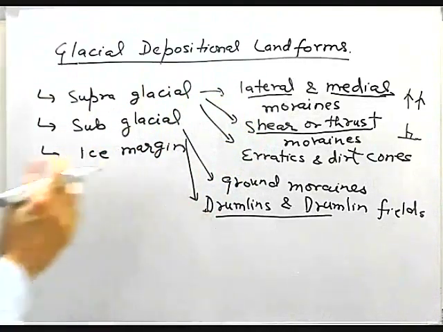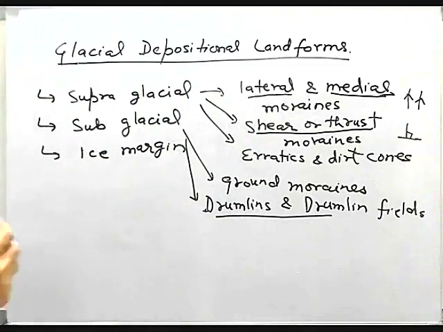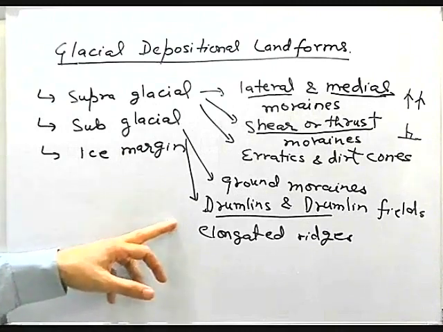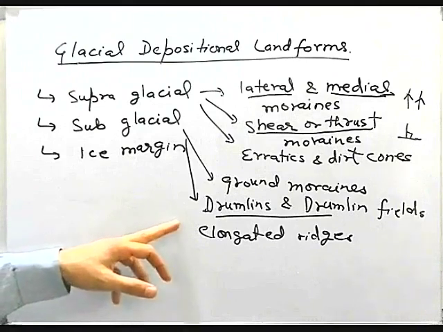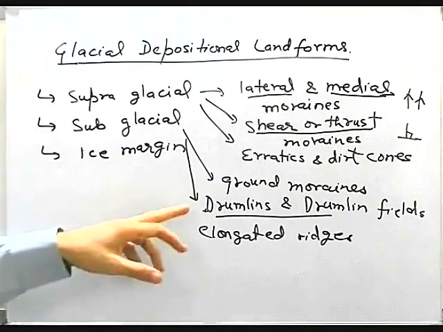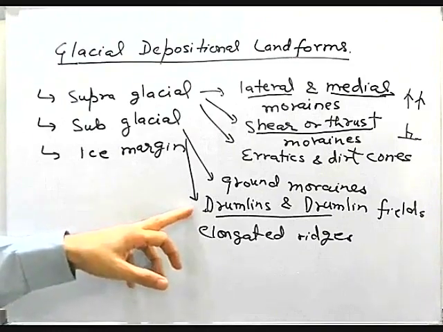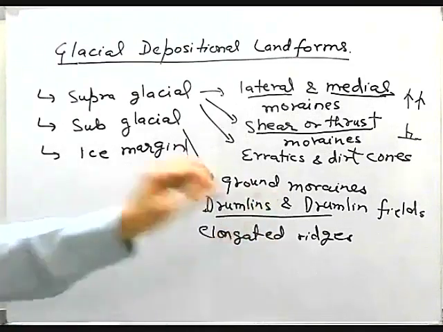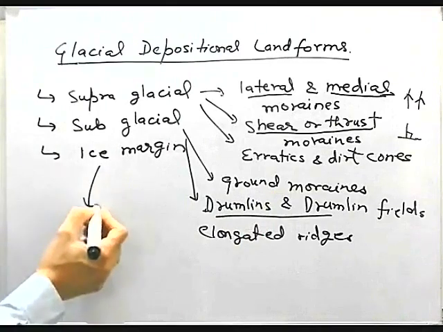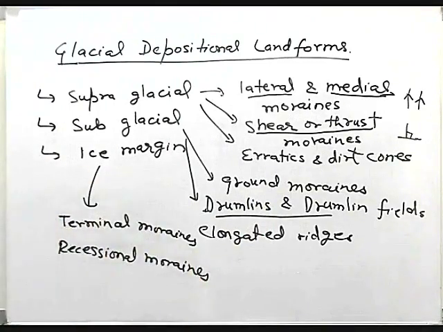Now drumlins are elongated depositional features. They are elongated regions, and they may be 2 to 50 meters high, 10 meters to 20 kilometers long. They are oval, egg-shaped or cigar-shaped in outline, and usually drumlins are found in groups, and these groups are known as drumlin fields. Now at the margin of the ice, we have terminal moraines and recessional moraines.